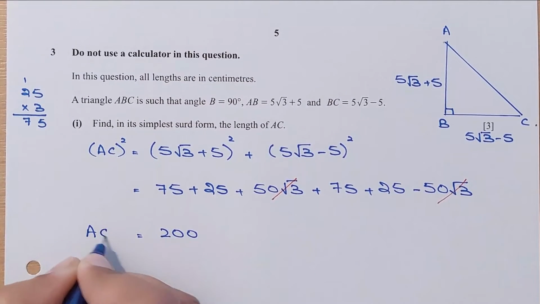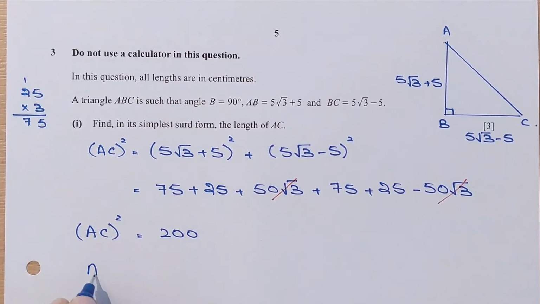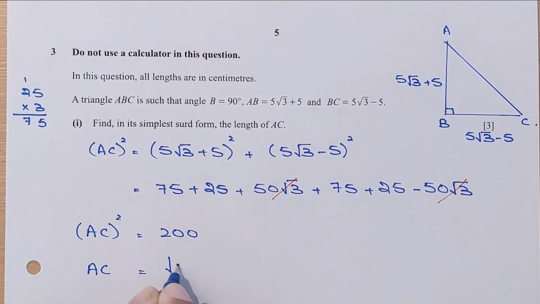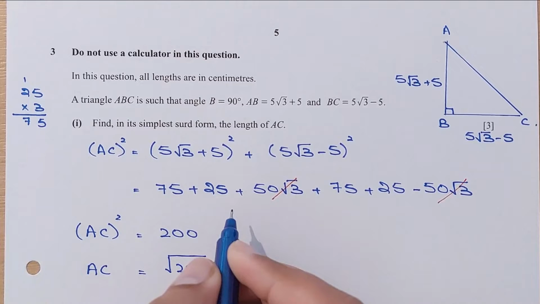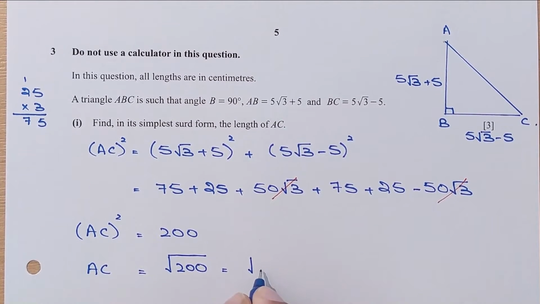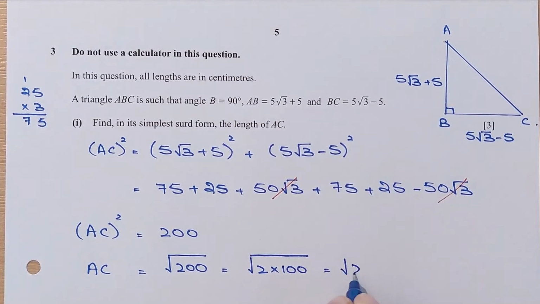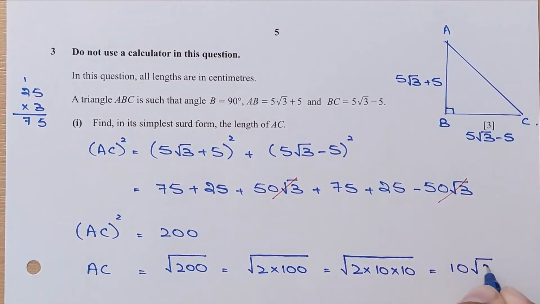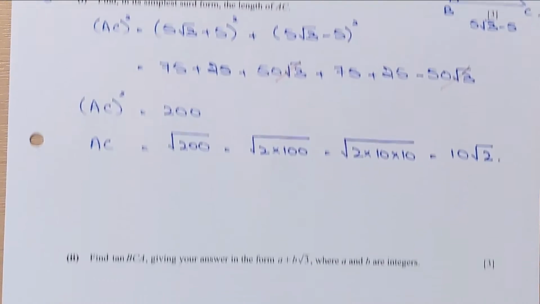So 200 is AC squared. So what is AC? AC is the square root of 200. Right, so we have to write it in the simplest form. So 200 we can say 2 times 100 equals 200, and 100 is 10 times 10, so we can write 10 outside and square root of 2. 10 square root of 2 is the length AC.